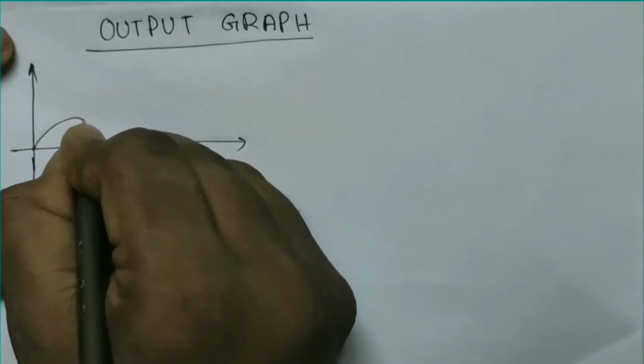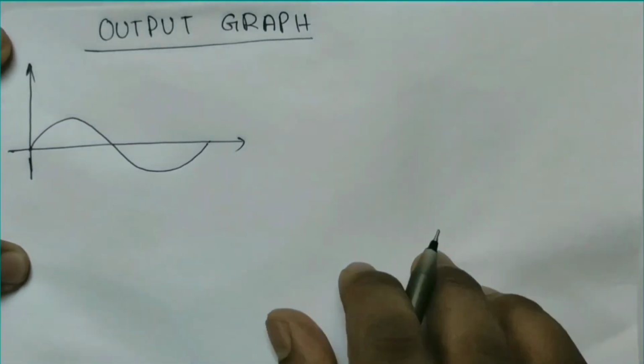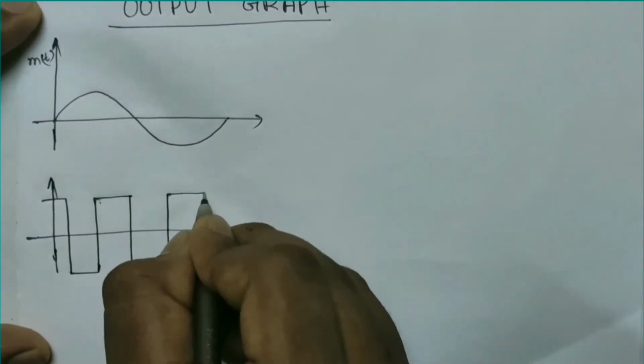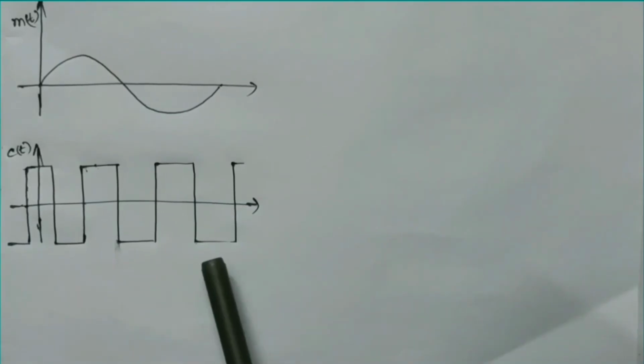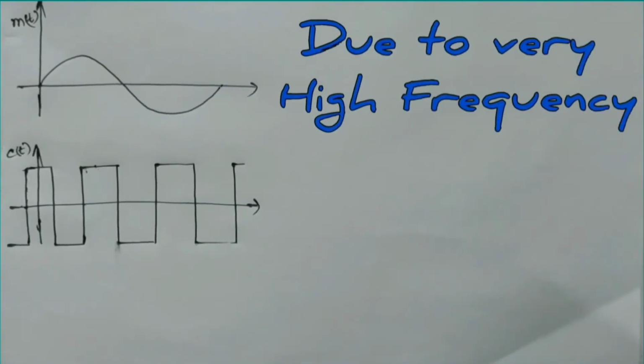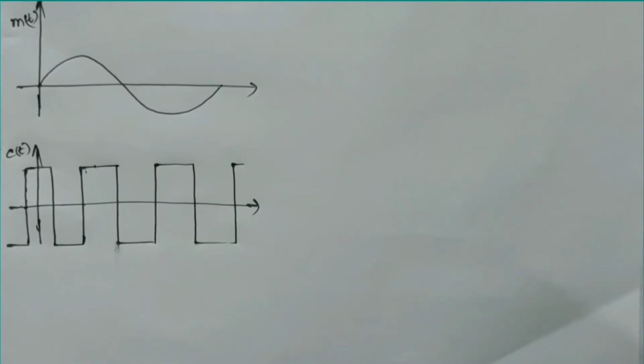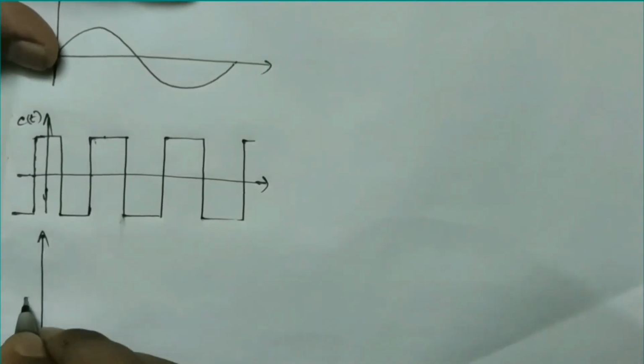The MT signal is this and the carrier signal is a square wave. Like this. The graph of CT will be much more compact than this, but for understanding I have drawn it like this. Now you have to draw the graph for VIT.